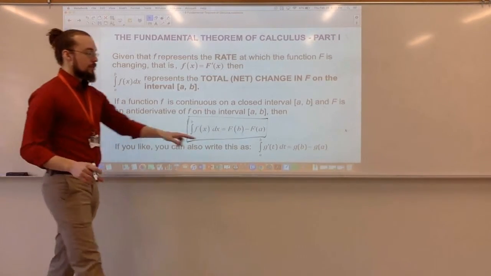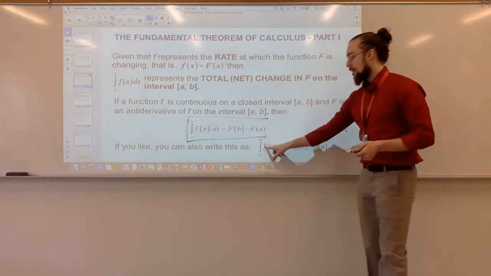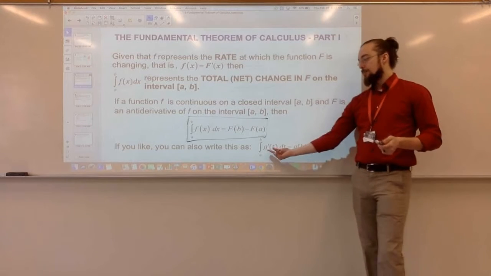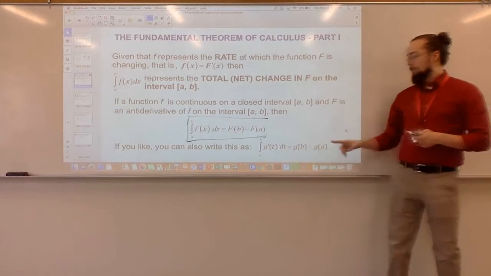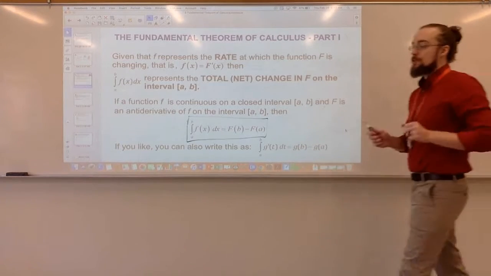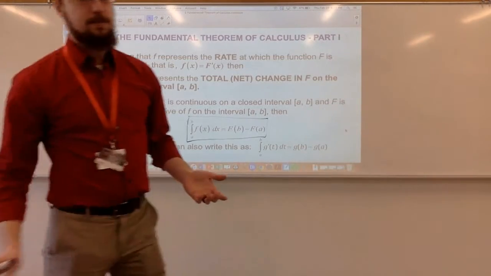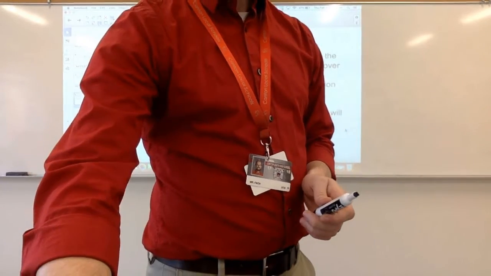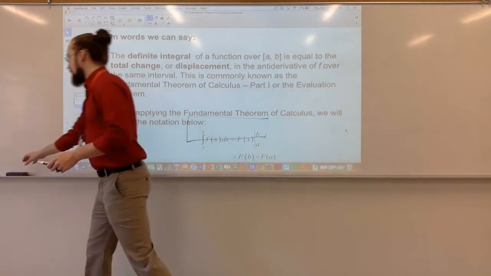Just another way to write this: instead of using capital F and little f, we could say, what if I take the antiderivative of some derivative? If I say this is the derivative function, then I take the antiderivative and plug in b and a. Before we do some concrete examples of this, I want to talk about the idea of a rate function. We'll talk a lot more about this in the future. Well, I guess a little more notation first. I forgot about this slide.